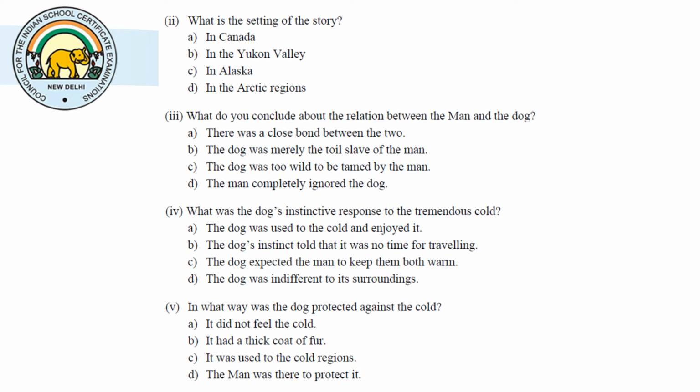Okay, students, when you go through the extract, you are able to understand what is the setting of the story. So in what setting does this particular extract come? You should remember the place, everything. So kindly remember that, make a note of it.